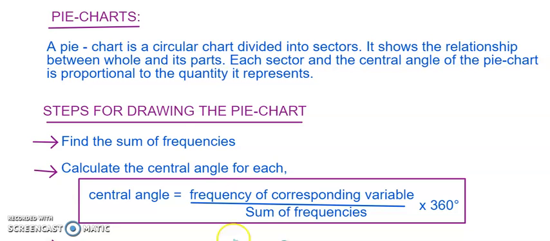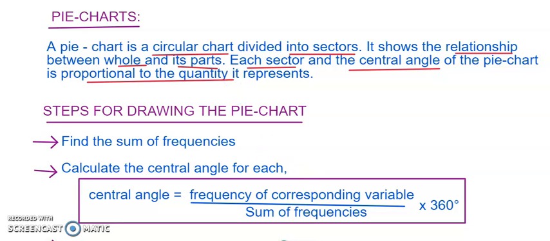So what is a pie chart? A pie chart is a circular chart and it is divided into sections. It shows the relationship between the whole and its parts. Each sector has its own angle which is called the central angle, and that central angle shows the individual section proportional to the whole.